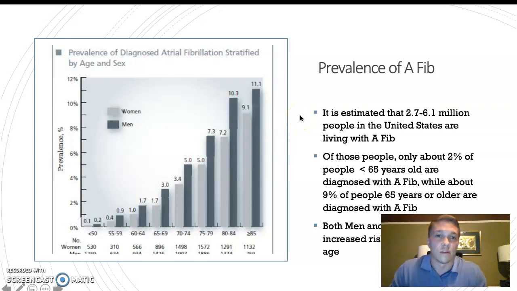So, the prevalence of AFib. It is estimated that 2.7 to 6.1 million people in the United States are living with AFib. Of those people, only about 2% of people less than 65 years old are diagnosed with it, while 9% of people older than 65 years old are diagnosed with it. Both men and women are affected, as you can see in this chart to the left, but as you grow older, it becomes much more prevalent, and we notice that women, who are living longer, tend to have it more than men do.